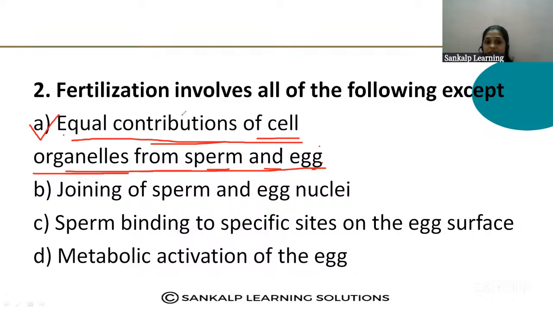But fertilization involves the joining of sperm and egg nuclei, yes, that is correct. And sperm binding to the specific sites on the egg surface, yes, that is also correct. Metabolic activation of the egg also takes place in the fertilization. But the first one is not involved in the fertilization. I hope this one is clear.